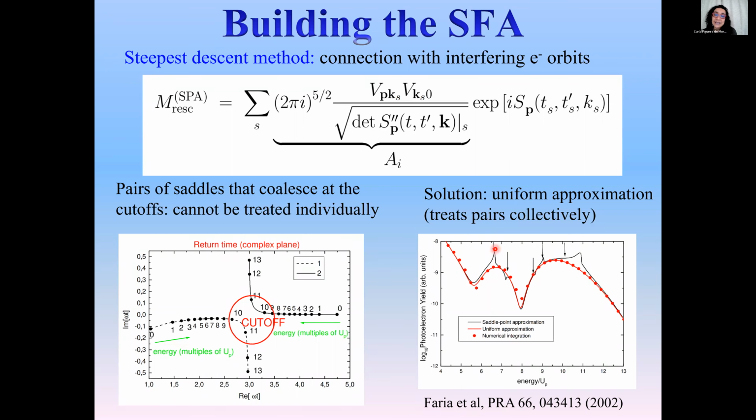So here, these cusps that you can see, these caustics, appear because the asymptotic expansion started to break down. You couldn't treat them individually anymore, like what is written here. So you need to consider pairs of orbits collectively, and this is the red line. You see, it works pretty well. And if you integrate that transition amplitude numerically, you see that the difference is negligible. It works really well.